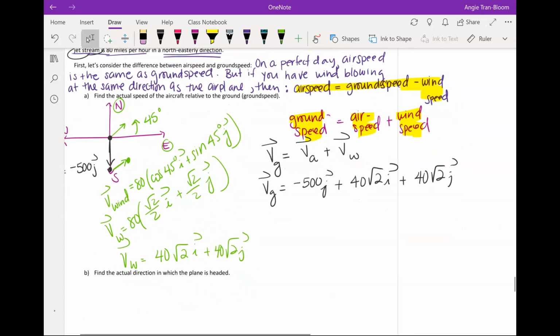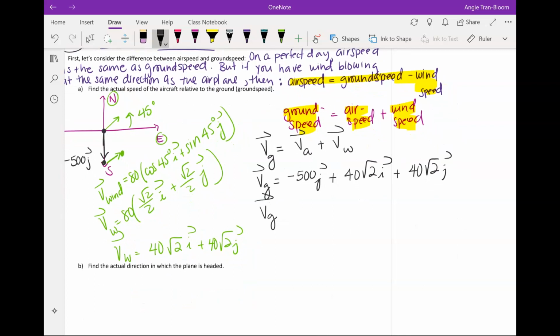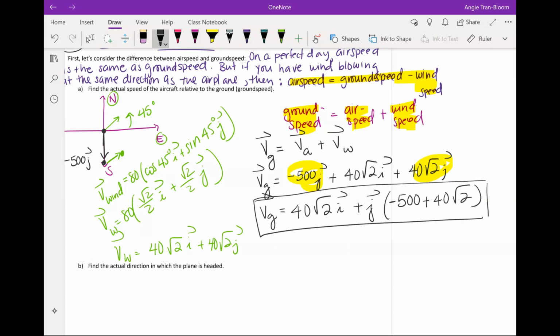Let's try to combine like terms. Final answer for the vector, not the speed. V subscript g, aka ground speed, aka actual speed, is, let's put i in the front. Since there's only one i term, we write i in the front. Looks like you have two j terms, which means we can put them together and factor out j and put it in the front. I'm not going to use the calculator to punch this in. I'm just going to leave this as is.